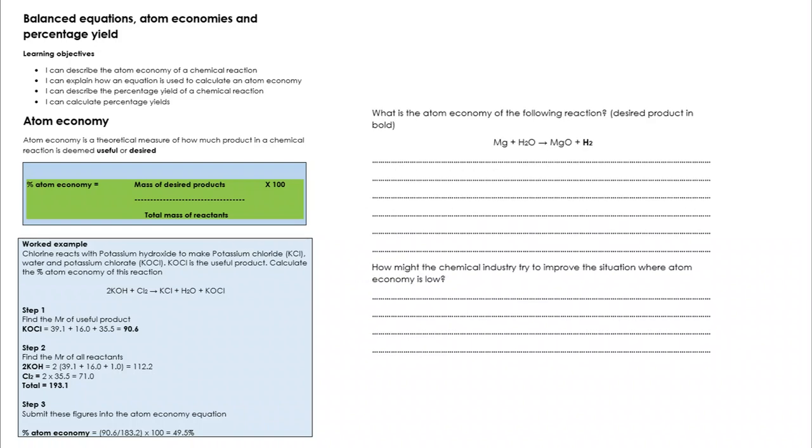Another example that we have here is magnesium reacting with water, and we're saying here that magnesium oxide and hydrogen is the useful product. So within the useful product, we've got 2 as the total mass from the H2. My total for the reactants is 24.3 plus 18. That takes us to 42.3. Multiply that by 100, we get an atom economy of just 4.73%.